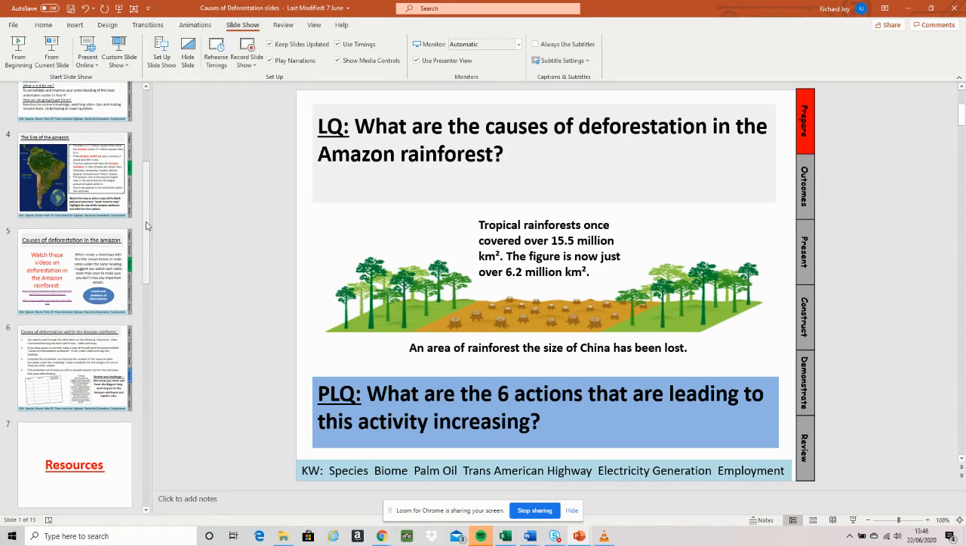Right, so it's a good week to be doing this because on Monday I posted some work on class charts covering management of tropical rainforests and also how we can, as a world, achieve this sustainably. And that links really well with what we're looking at today, which are the causes of deforestation in the Amazon rainforest. So if you get the opportunity to do this at similar times, that would be really handy. If you don't, then just keep this in mind at the point that you're doing that work as well.